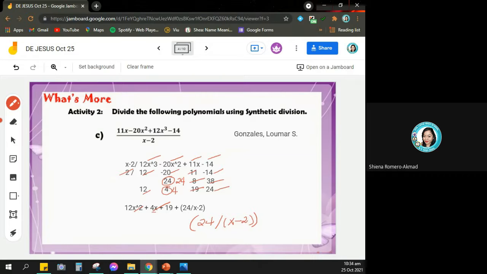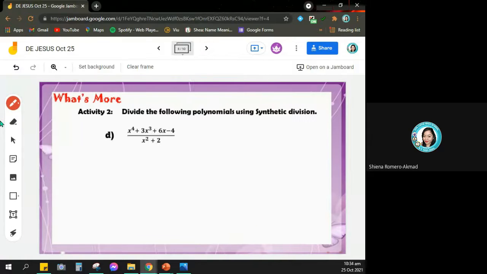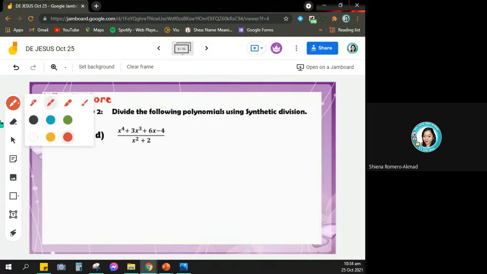Okay lang yan na may mali kayo. Ang importante natututo kayo. So, how about for letter D? So, let me show you letter D. Para dun sa mga malis na, wala kayo, choice niyo yan.